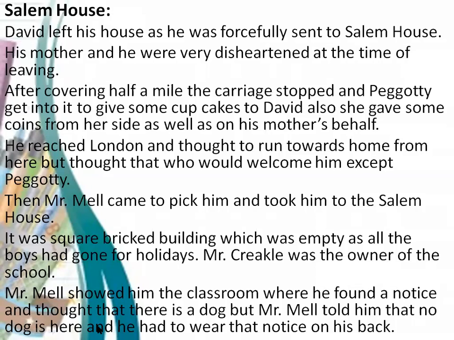Okay, there is a holiday time in the whole session. So all the boys, all the students of the school, visit their parents and siblings in that period, for 1 month, maybe, or 2 months, जैसे हमारे पास summer vacation होता है, तो they also have a selected time, okay? So all the boys were not over there because they had gone for the holidays. None of the boys was there. Then Mr. Creakle was the owner of the school. He was also on holiday, okay?